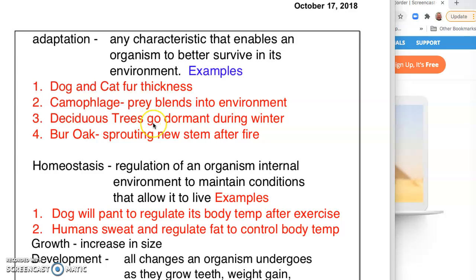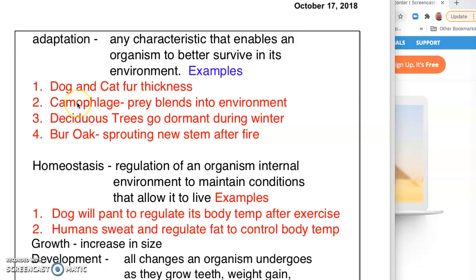Deciduous trees go dormant in the winter so that they don't get damaged by the cold weather and having all the water and liquid in their trunk. And another one that we probably didn't talk about yet would be a bur oak. They have the ability to send up a new sprout off a stem after there's been a fire.